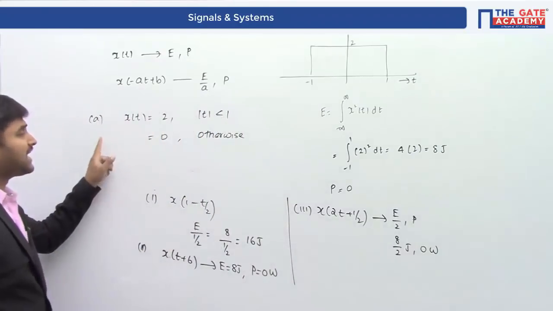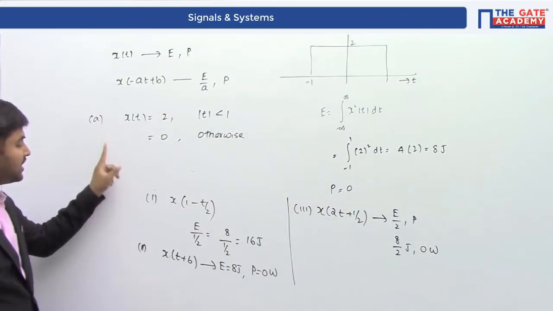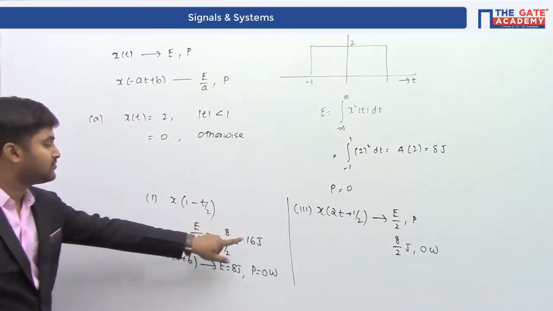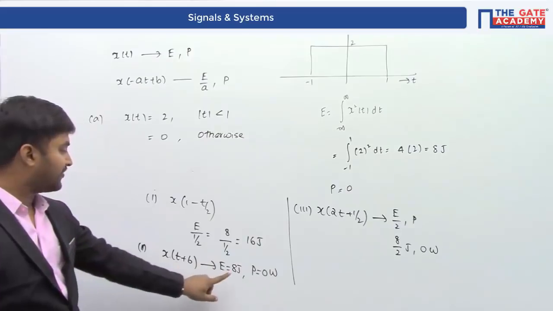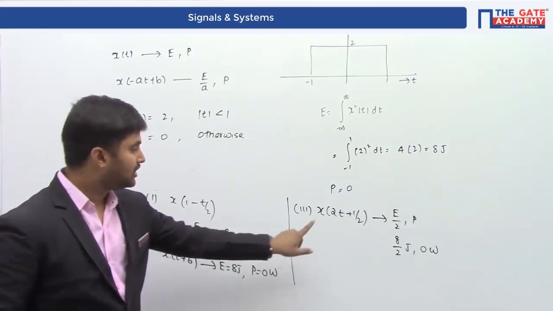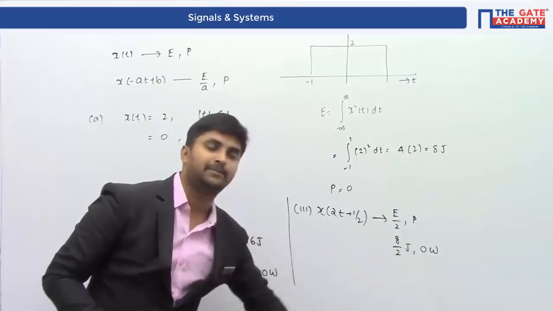So this is for the part A. In part A, the first part is x of 1 minus t by 2, which is having the energy of 16 joules and power is 0. In the second part, you are having energy as 8 joules and power is 0. Third part, it's going to be 4 joules and the power is going to be 0.